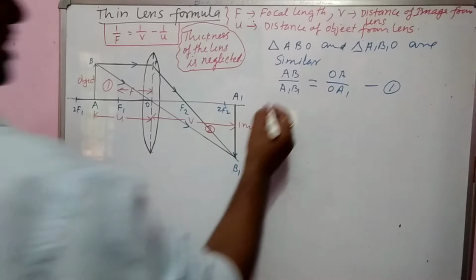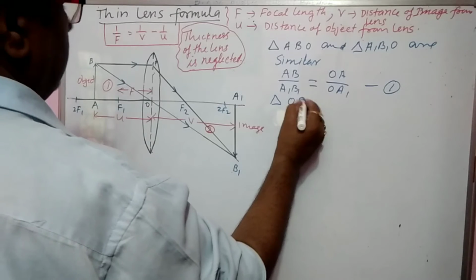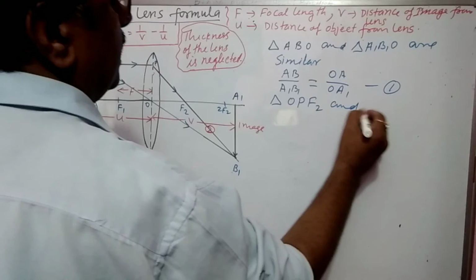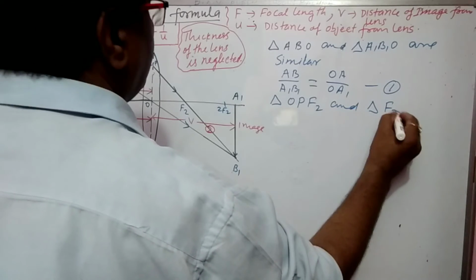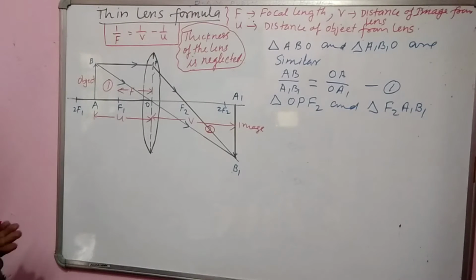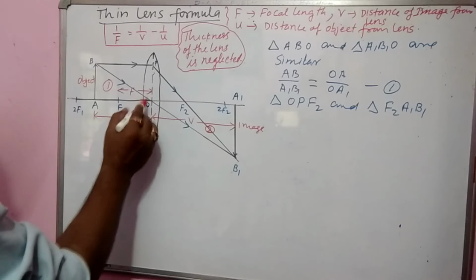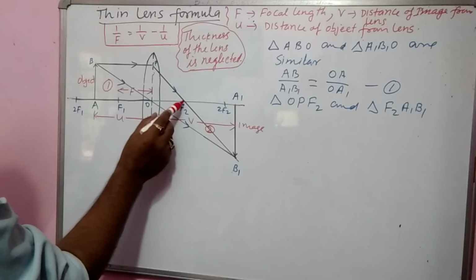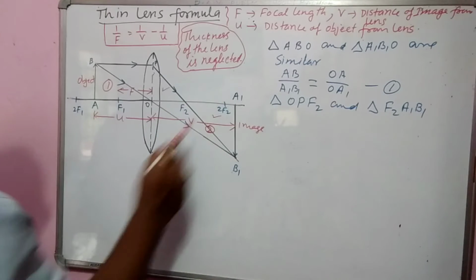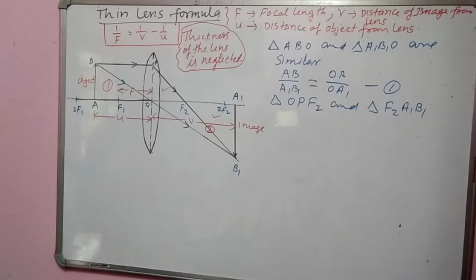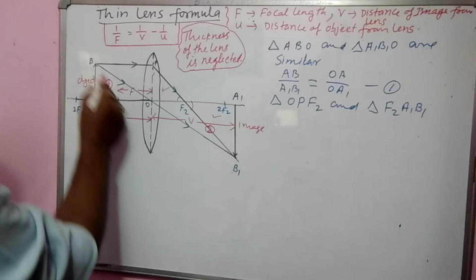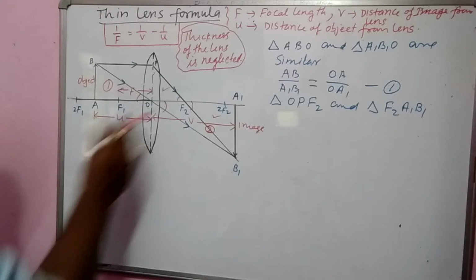Similarly, we can see triangle OPF2 and triangle F2A1B1. You can see here this triangle, OPF2, this one, and F2A1B1, this one. These two are similar again by the angle property. You can see these two angles will be the same.